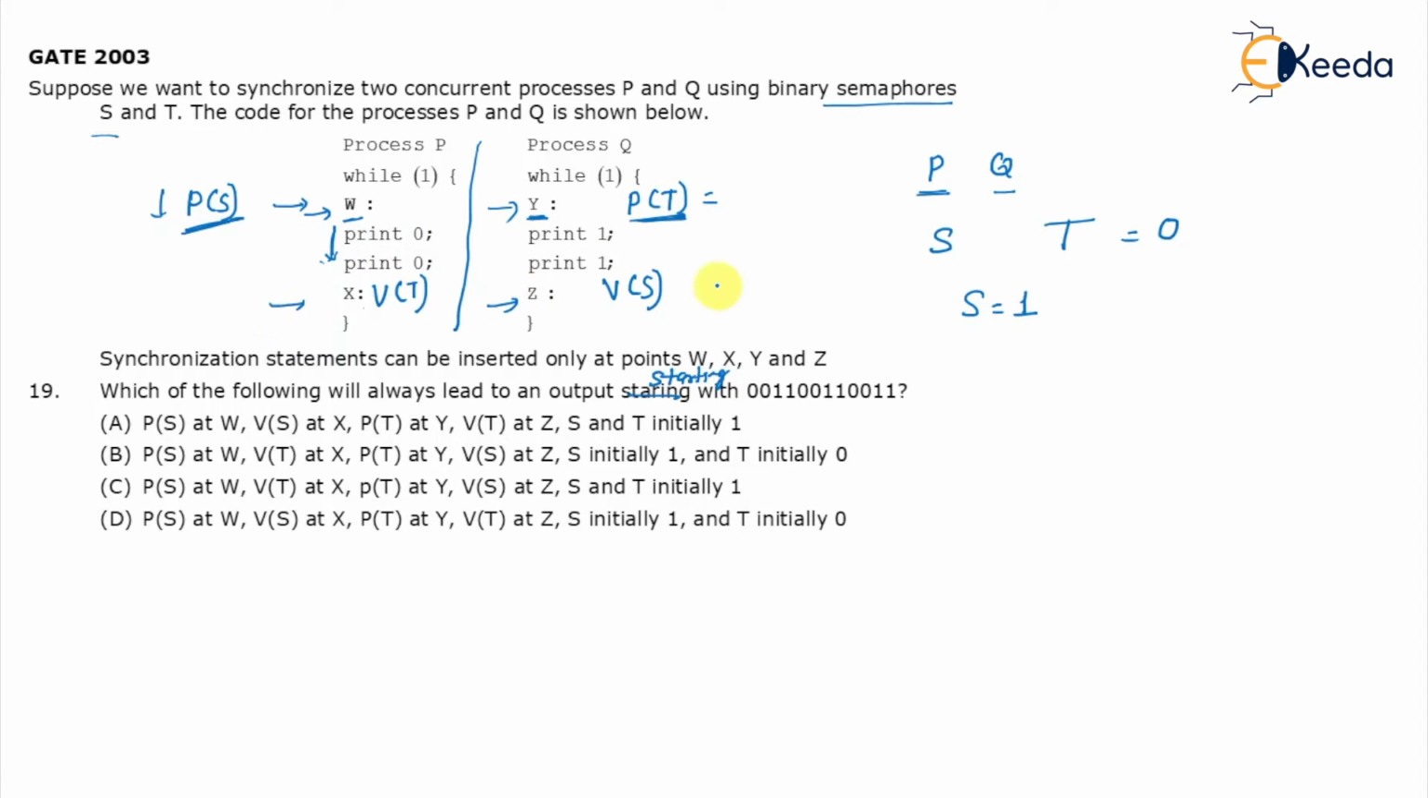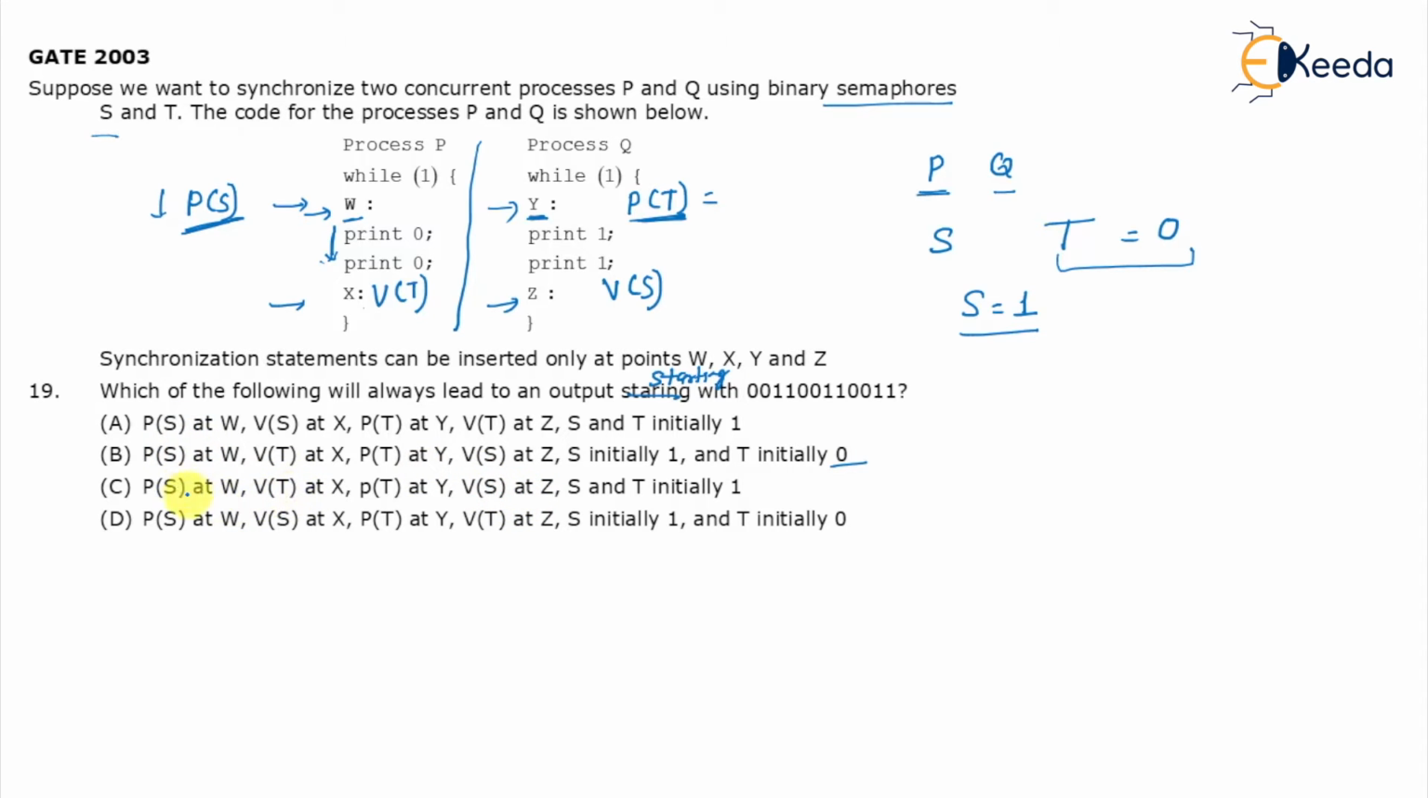So S should be initialized to 1 and T should be initialized to 0, and PS at W, VT at X. PS at W and VT at X, fine. PT at Y and VS at Z, fine. S initialized to 1 and T initialized to 0. That seems correct. B seems correct.